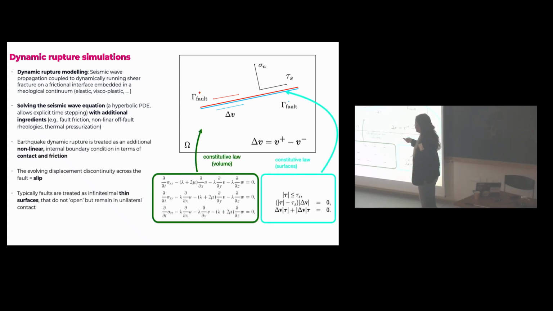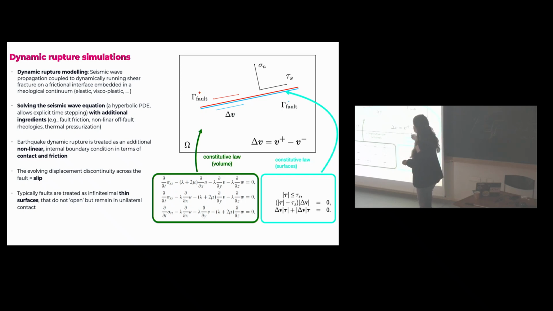This problem, even in its simplest form, is highly nonlinear. This is because what happens on the fault, this internal boundary condition in terms of contact and friction, is nonlinearly coupled to the seismic wave propagation that is solved for in the continuum. So even though we're everywhere solving the seismic wave equation, by adding a boundary condition here the whole problem becomes highly nonlinear, even in its simplest settings. And this explains why it's challenging, for example, for machine learning algorithms.